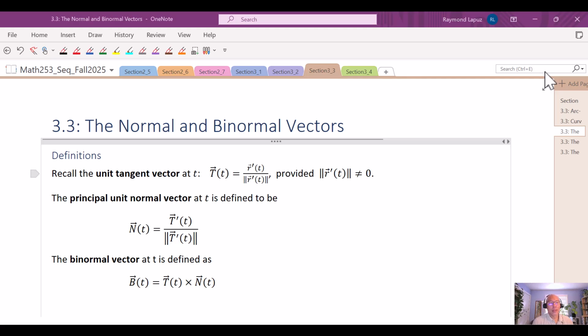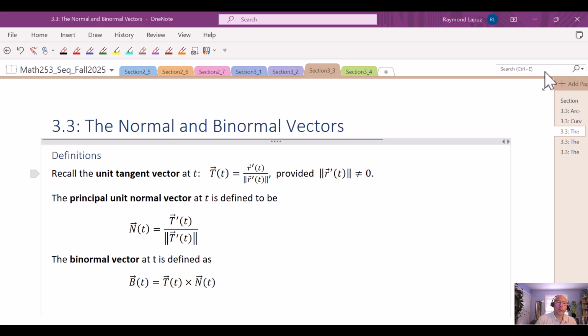Hello, we are in section 3.3 and we're going to tackle our last objective, the normal and binormal vectors. Now, after taking a look at these normal and binormal vectors, we will continue on and discuss different aspects of these vectors that we're creating, and then figure out some other geometric aspects of the curves. Let's get started.